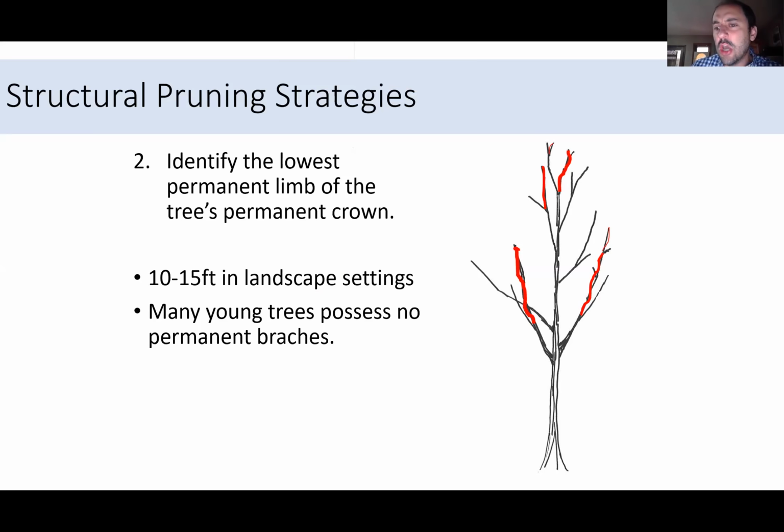If a tree is just in a yard and you want lower branches because you like them, you can pick a lower branch to be the first branch that'll be on the tree forever. It doesn't matter; it's situationally dependent. But you do need to pick which branch is the first branch that will stay, because we manage the temporary branches below that permanent branch differently than we manage the mix of temporary and permanent branches above it. Hopefully that makes sense.